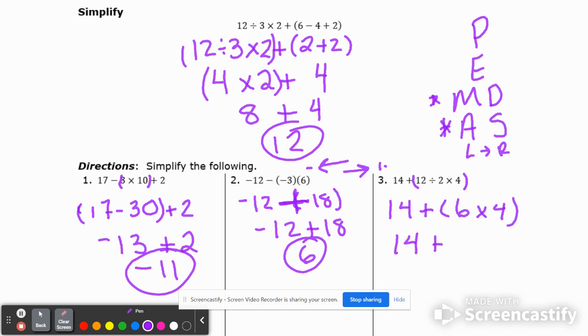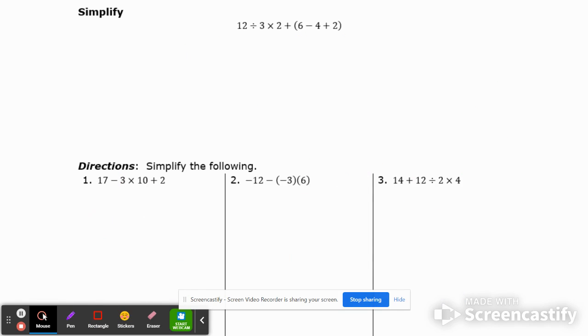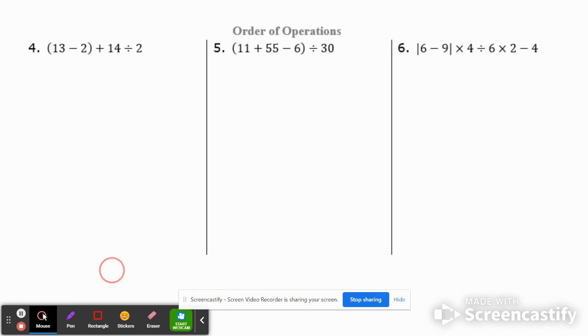14 is still hanging out. 6 times 4 gives me 24. I add those up and I get 38. Okay, again, pause here, or go back, whatever you need to do. And I'm always available for questions.